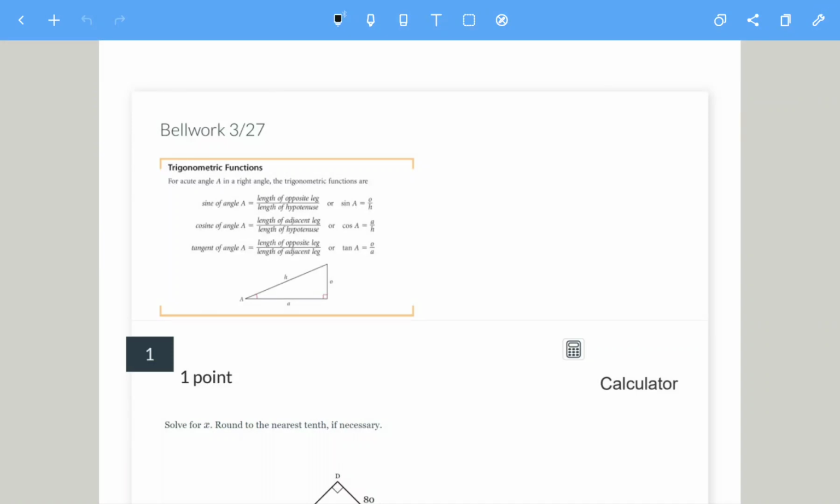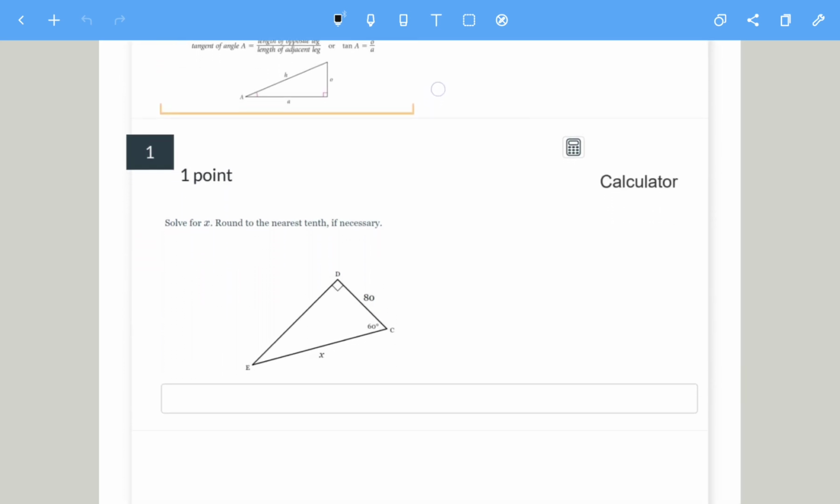Hello, this is Miss Goodwin, and I am going to go over today's belt work, which also served as a practice test for Thursday. So we are looking at trigonometry, and I'm going to go over these questions.